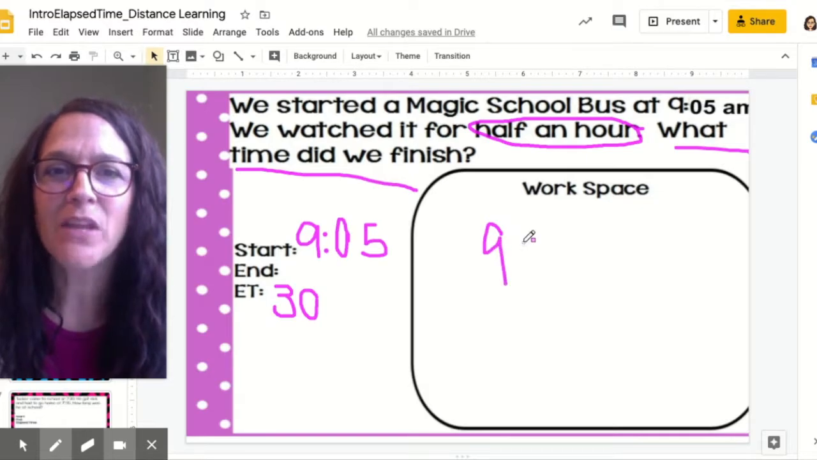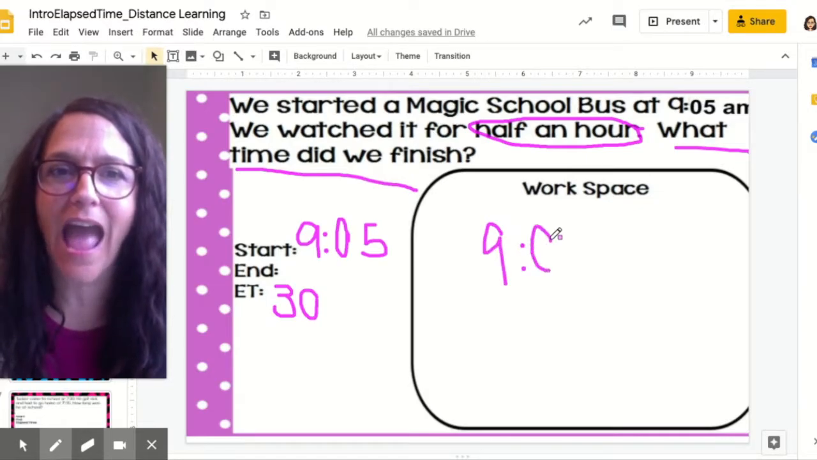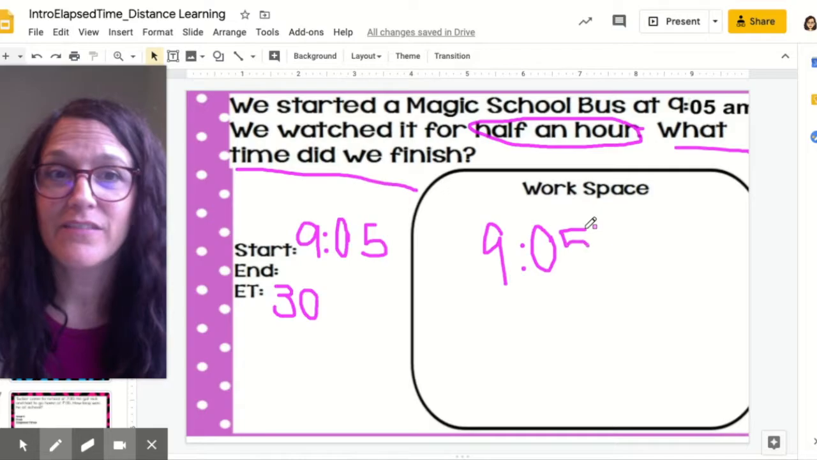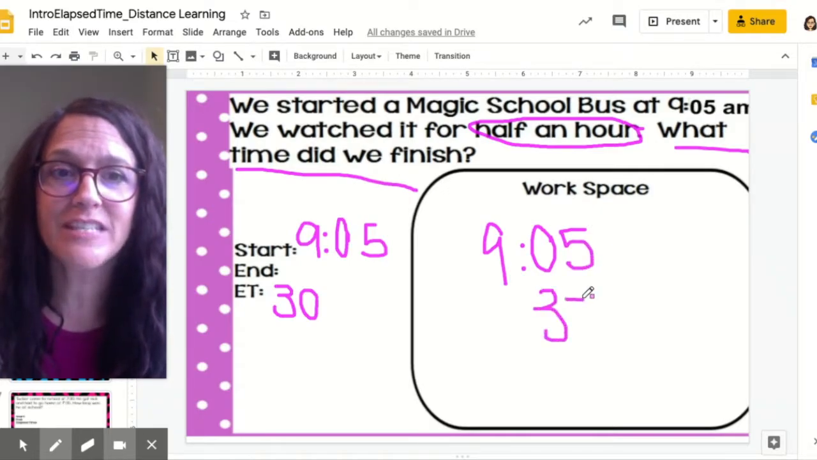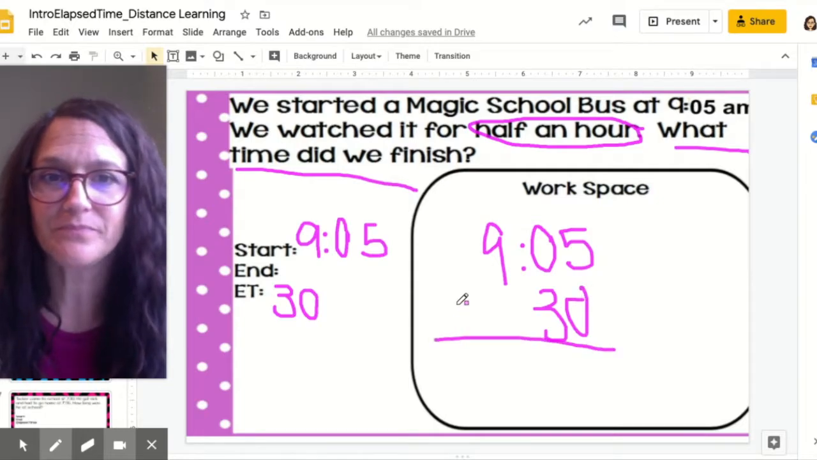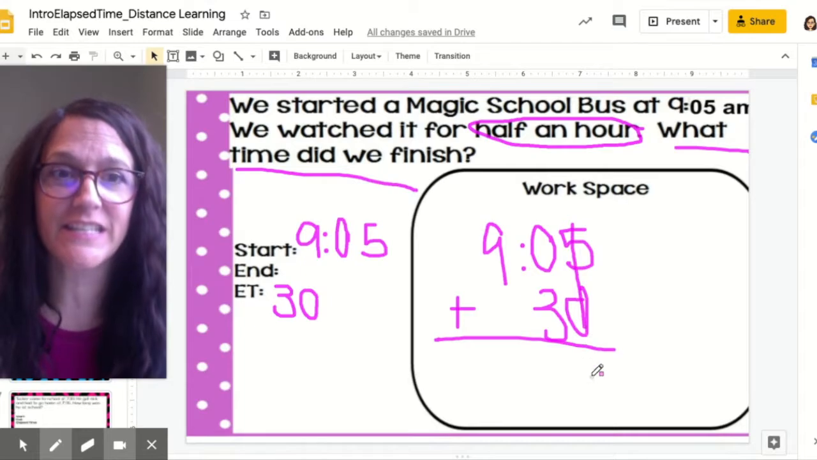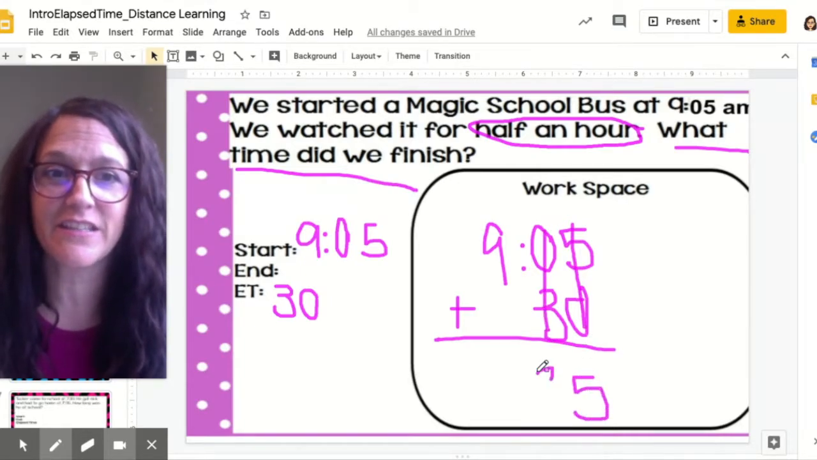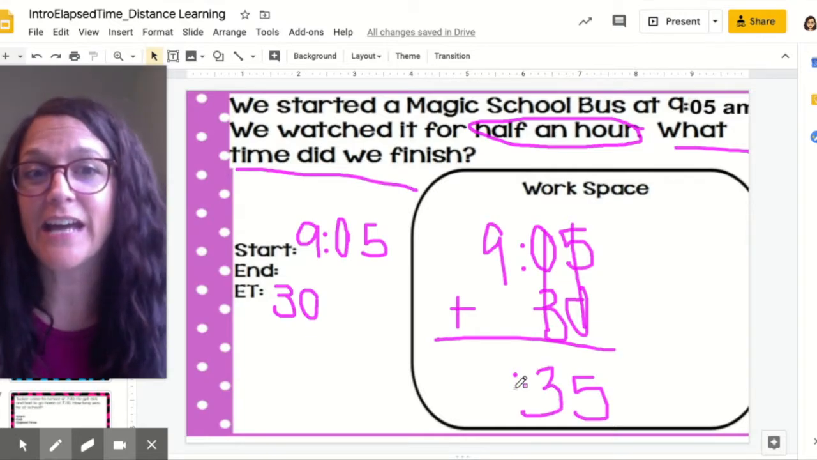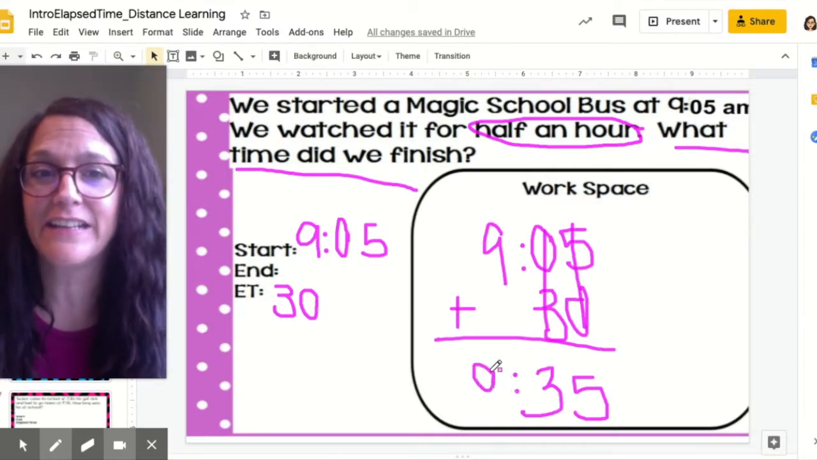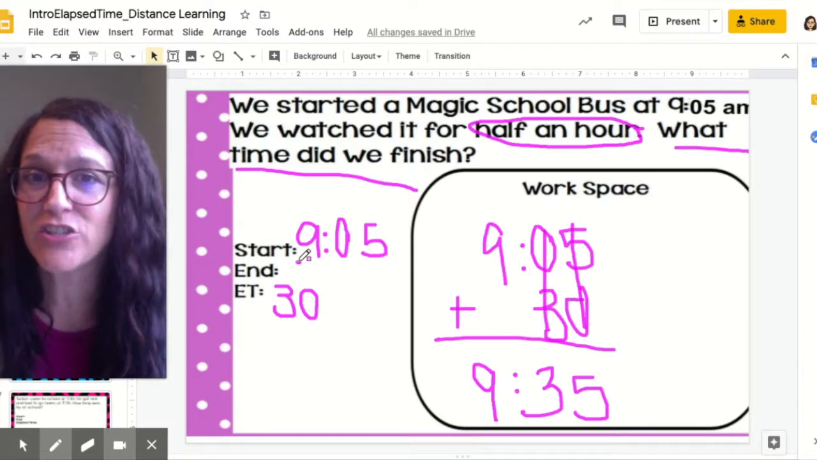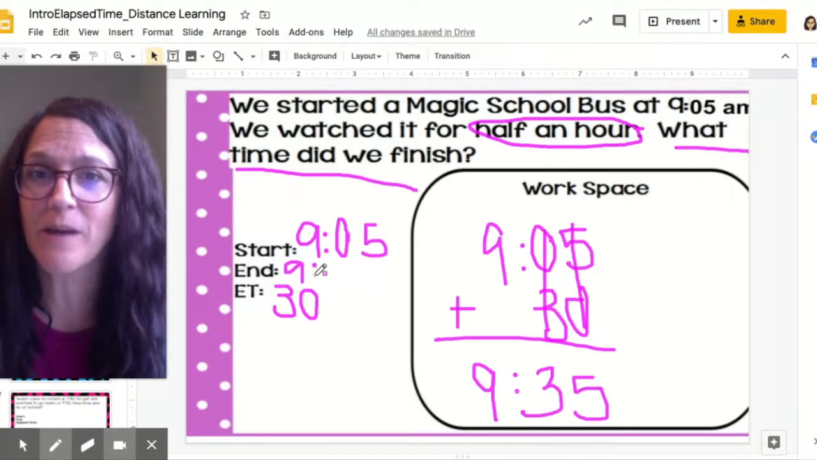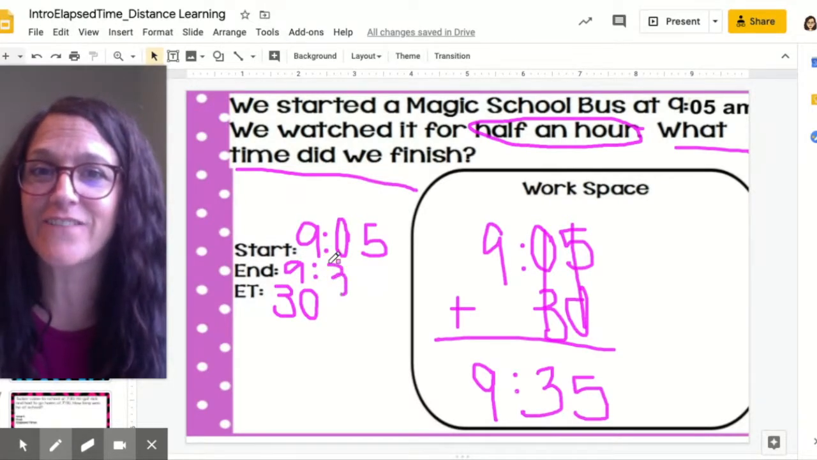Good job. We're going to add up the start time to the elapsed time to see what time it finished. 5 plus 0 is 5. 0 plus 3 is 3. 9 plus 0 is 9. So we finished watching Magic School Bus at 9:35.